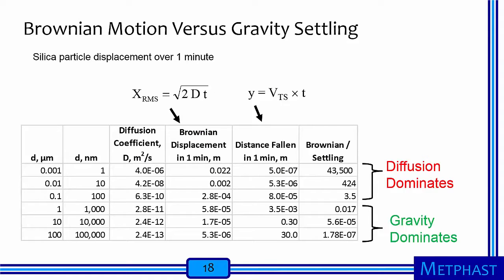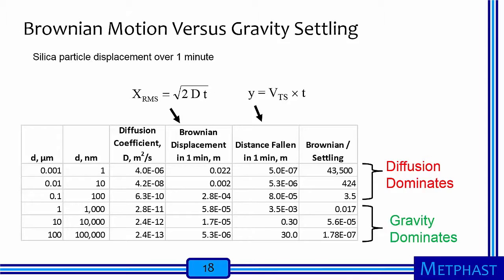To get a better feeling for how particle size dictates what forces are important, let's compare how far a silica particle moves in 1 minute due to Brownian motion and gravity settling. Again, I show particle diameter in micrometers and in nanometers in the first 2 columns. Then I provide displacement in 1 minute due to Brownian motion in column 3, and that due to gravity settling in column 4. Finally, in the rightmost column, I show the ratio of these displacements, that due to Brownian motion divided by that due to gravity settling.